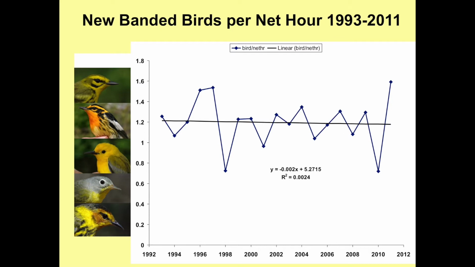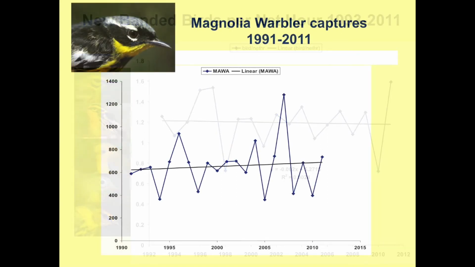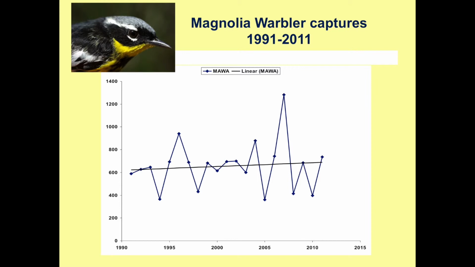But, you know, it looks like we've got roughly the same number of birds coming through as we had 20 years ago at the station, Western Basin Lake Erie. We can look at individual species. Now here's one of actually our most common birds that we band in the spring, the Magnolia. And it looks like there is a slight uptick in the regression line, but a lot of annual variation.